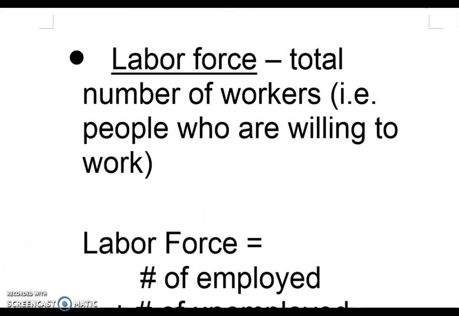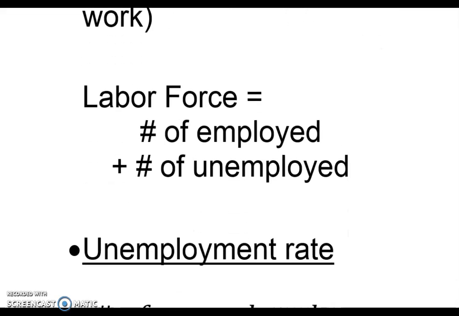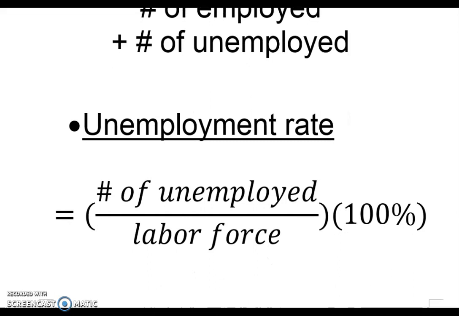Therefore, the labor force counts all of the workers, all of the people who are willing to work. So the labor force must equal the number of employed plus the number of unemployed. Because if you are employed, you're willing to work. If you're unemployed, you're willing to work, just haven't found a job yet, right? The unemployment rate uses this formula: number of unemployed divided by the labor force multiplied by 100%. That is how the unemployment rate is calculated.